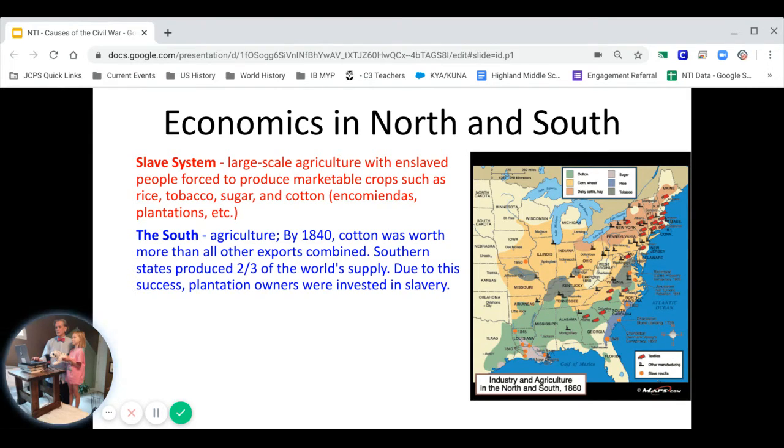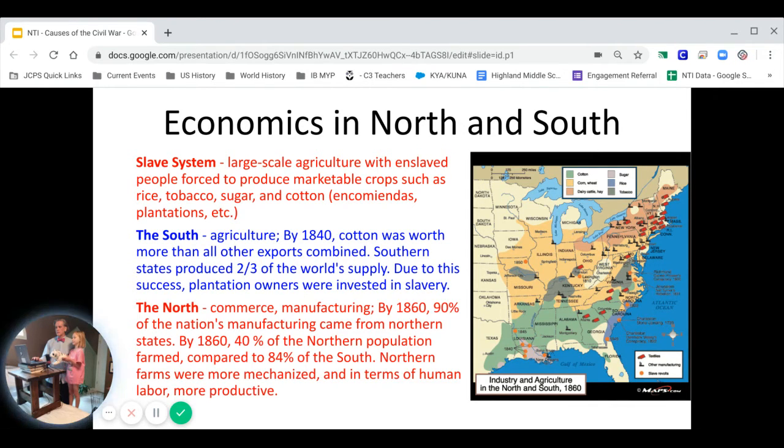Because it was so successful, there was really no reason for plantation owners to try to develop industry or develop other businesses, especially if you're forcing people to do the labor at really no cost. So the people who are getting rich off of the slave system don't really have a reason to get rid of it. In the North, they're more traders, manufacturers, business people. By 1860, 90% of the manufacturing in the U.S. is coming from the North.